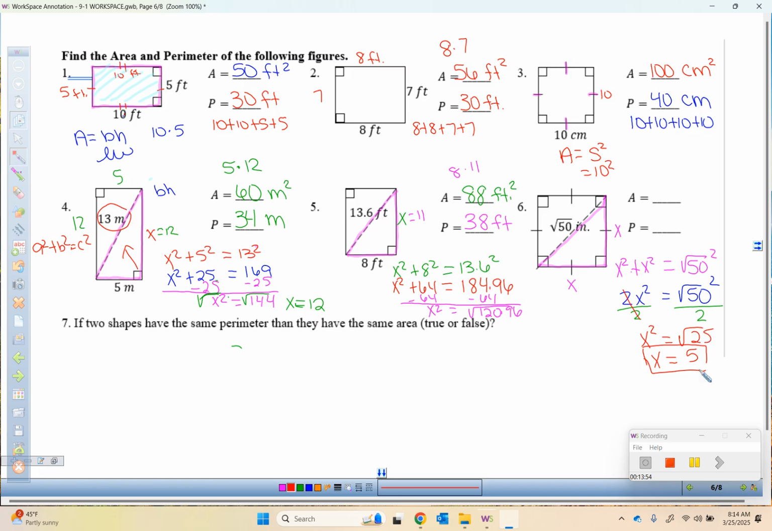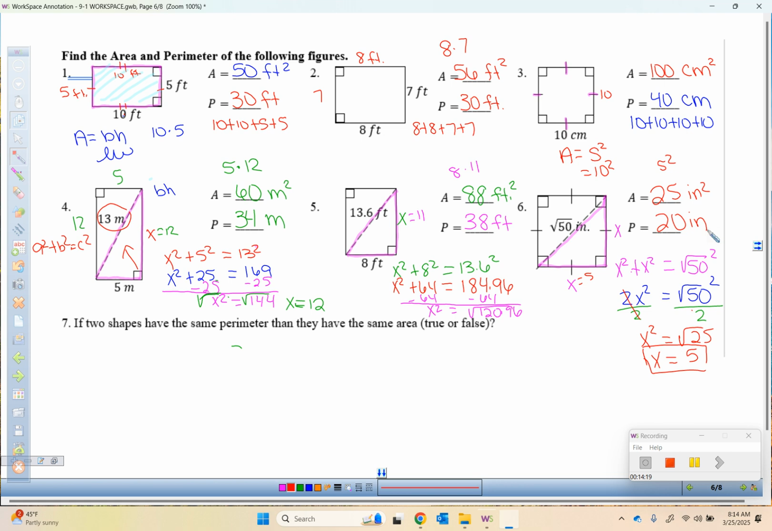Okay, but now what I know is that x equals 5, and I know that this x equals 5, and A is 5 squared. So my area is 5 squared, which is 25 inches squared. And if I were to add up all these sides, 5 plus 5 plus 5 plus 5, it is 20 inches. Okay. Are we good so far?